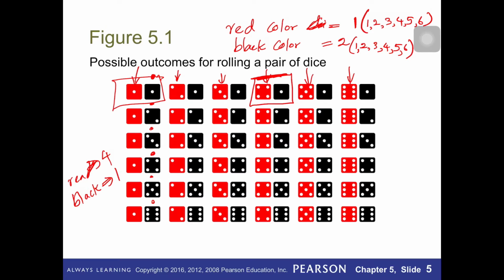Likewise, you can see all possible outcomes in this picture. Altogether we have 36 outcomes. Row wise 6, column wise 6. So 6 by 6 is 36. So if I roll 2 dice, I can get 36 possibilities.